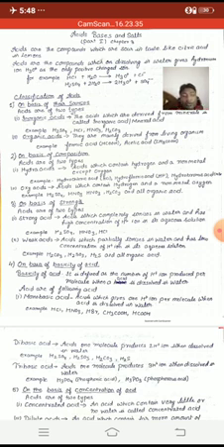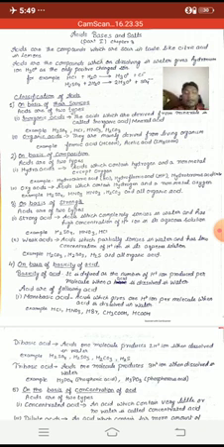Inorganic acids are those acids which are derived from different minerals, like sulfuric acid H2SO4, hydrochloric acid HCl, nitric acid HNO3, and carbonic acid H2CO3. Second is organic acids. Organic acids are those acids which are derived from living organisms. For example, formic acid HCOOH and acetic acid CH3COOH.